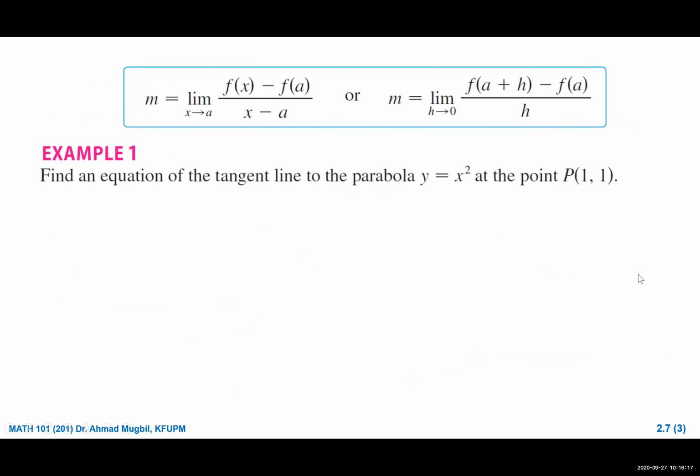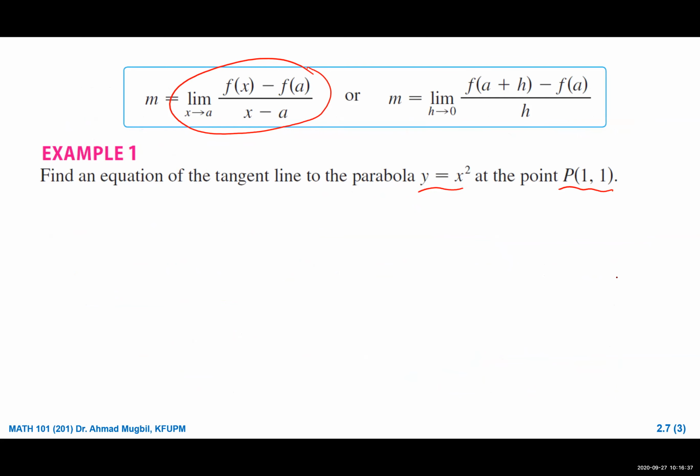Let's see the first example. So now the slope of the tangent line, you can find it this way or this way. And we will see later that this is just the derivative. We will study that in chapter 3, inshallah, with details. Now find an equation of the tangent line for this parabola at this point.